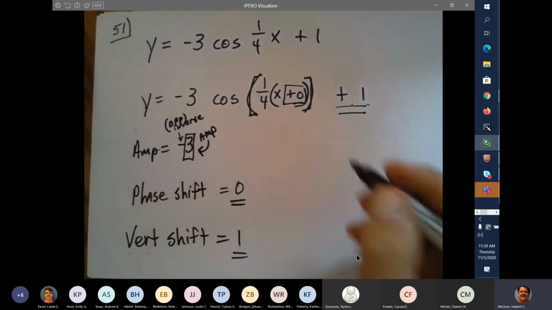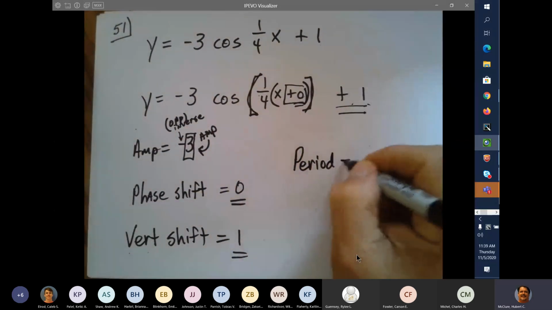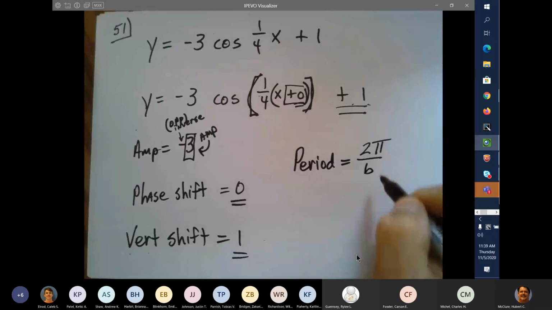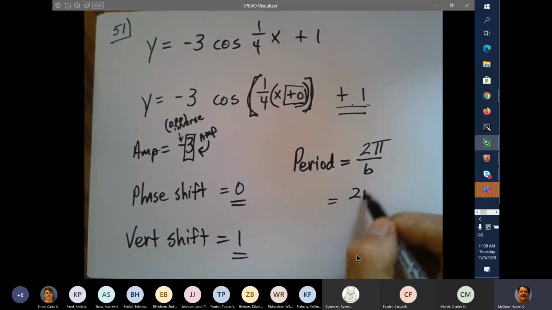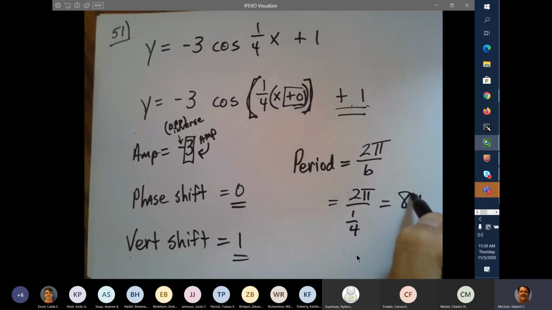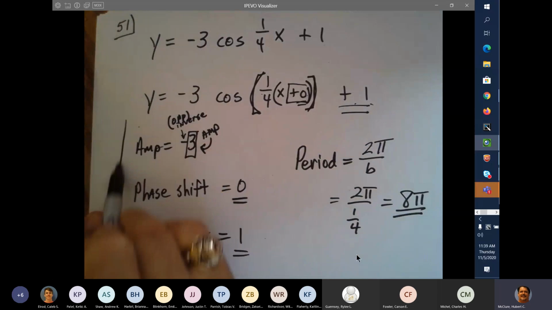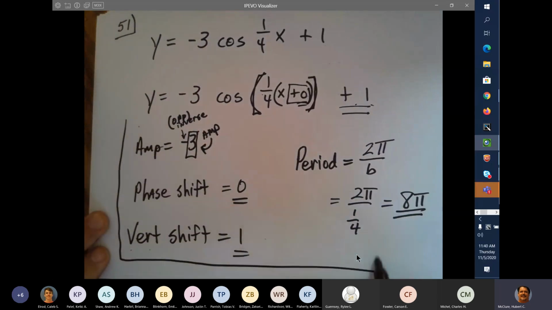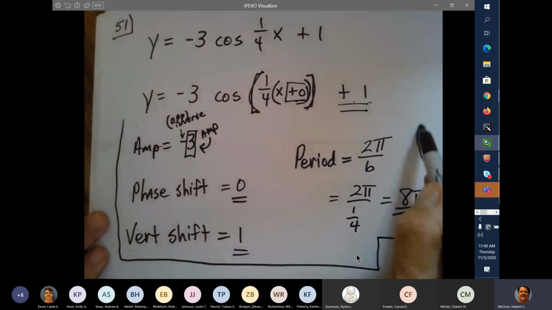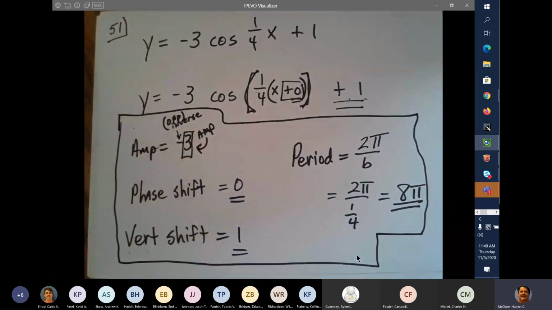And the period is equal to 2 pi over b, which is equal to 2 pi over 1/4, which is 8 pi. That is what I want you to be able to tell me, besides graphing on your calculator, from 9.6 and 9.7.